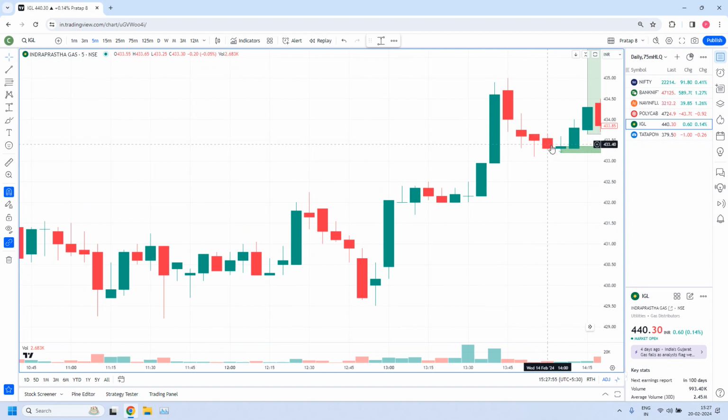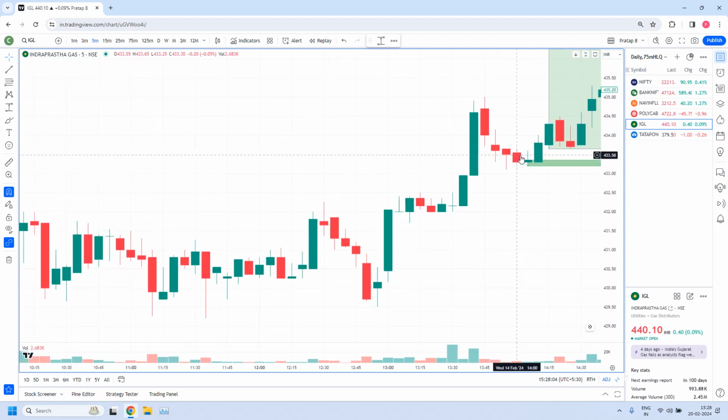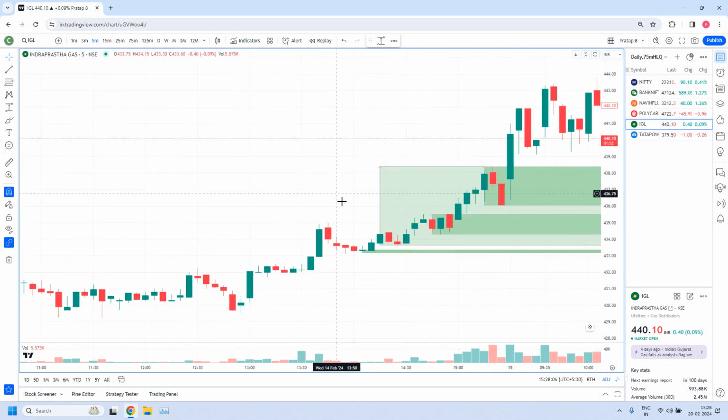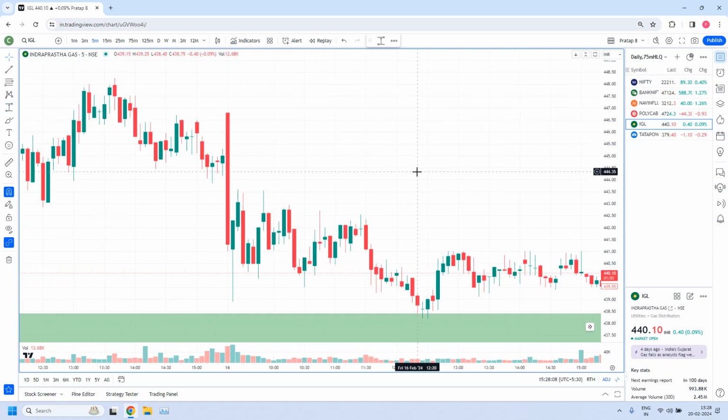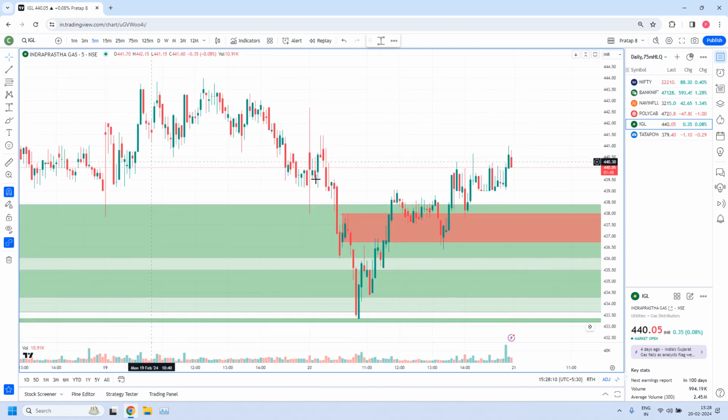We have a medium size candle. This is a legging. You have a base candle, you have a rally candle and then follow-through candles. Okay, fine. But the 5-minute zone is here, and this 5-minute zone held the prices today.